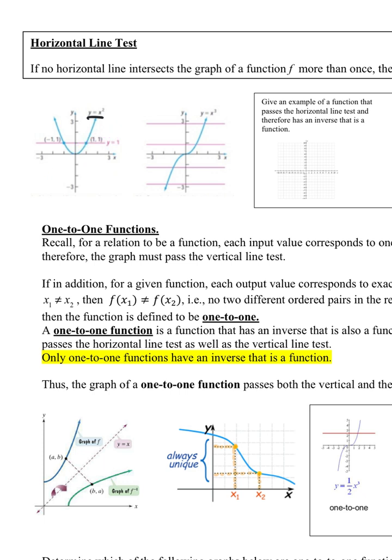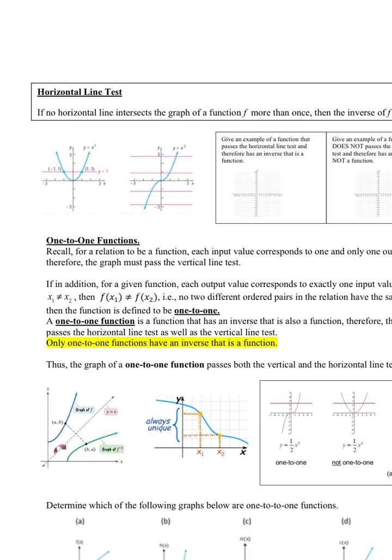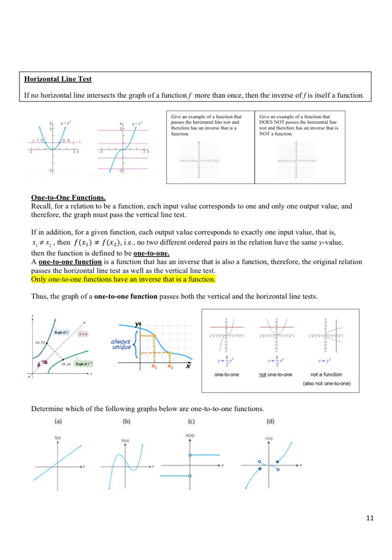Or I can just look at the original graph and perform the horizontal line test. So the horizontal line test states that if I can draw a horizontal line on my original graph and not pass it more than once, then the inverse of that graph is also a function. Vertical line test to determine if the original graph is a function. Horizontal line test tells you, is its inverse a function?